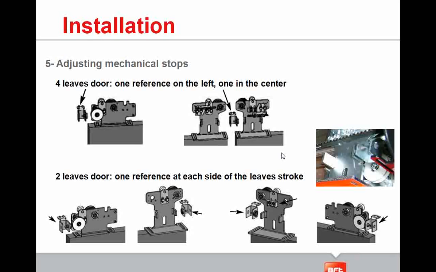After that, you must install the mechanical stop. There are two configurations. For the 4 leaves door, you need three: one in the center, one in the left, and one in the right. For the 2 leaves door, you need only 2 mechanical stops, one on the left side and one on the right side.